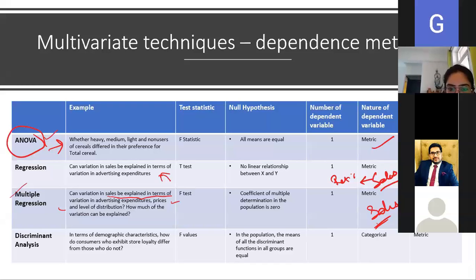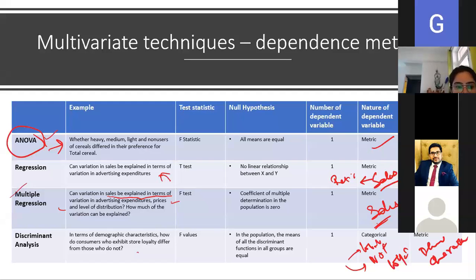Yes. And discriminant analysis: in terms of demographic characteristics, how do consumers who exhibit store loyalty differ from those who do not? What is the dependent variable in this? Loyalty is dependent upon demographic characteristics. So there are two categories of the dependent variable, those who are loyal and those who are not loyal. And then there are demographic characteristics.